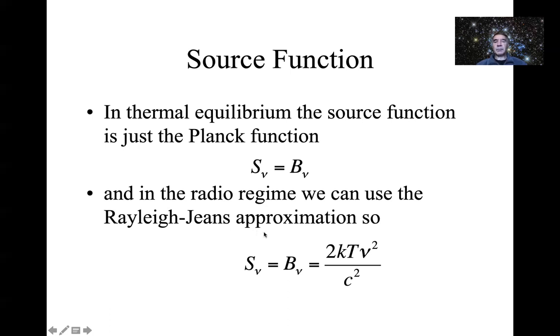But we're interested in radio wavelengths, so very, very long wavelengths. And so again, if you're familiar with how the Planck function works, then at very long wavelengths, we can use what's called the Rayleigh-Jeans approximation for the Planck function. So the Planck function, which normally has a complex exponential factor in it, simplifies down to this equation instead. So this is the Rayleigh-Jeans approximation for the black body function.